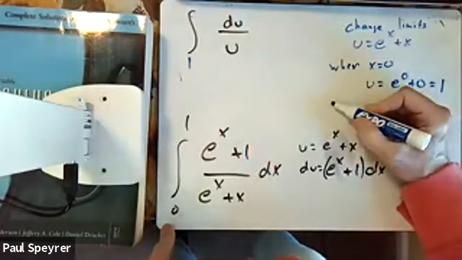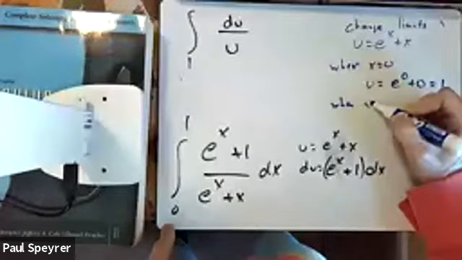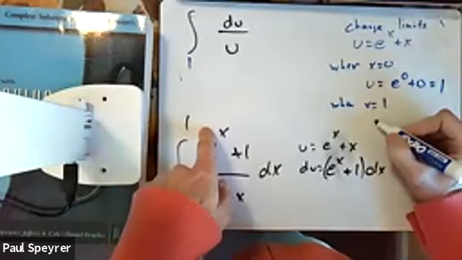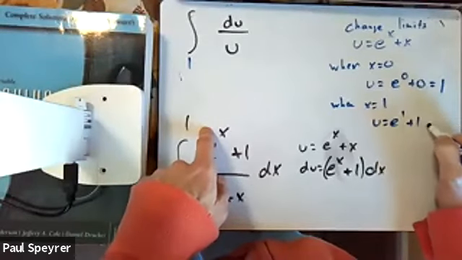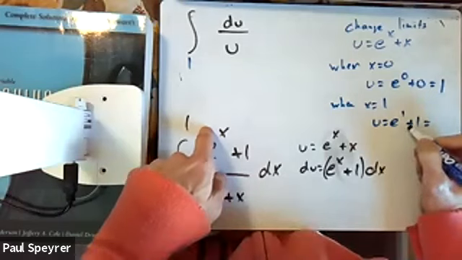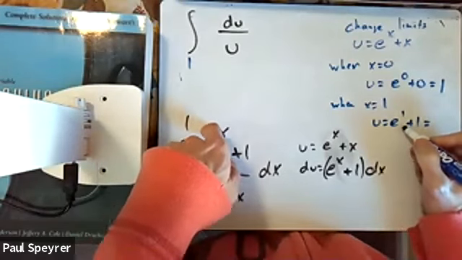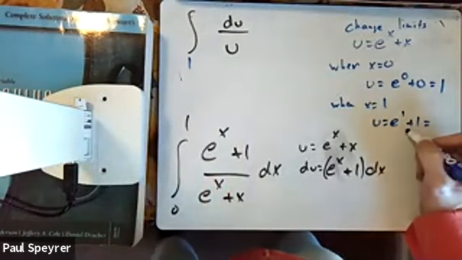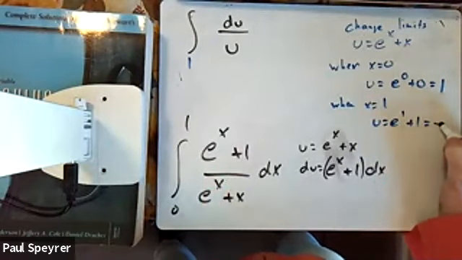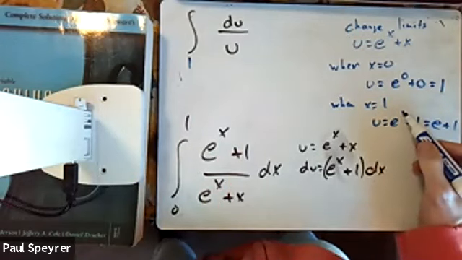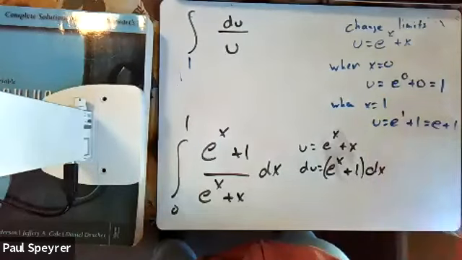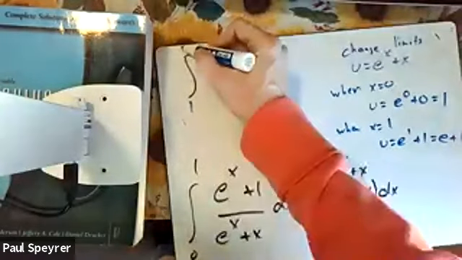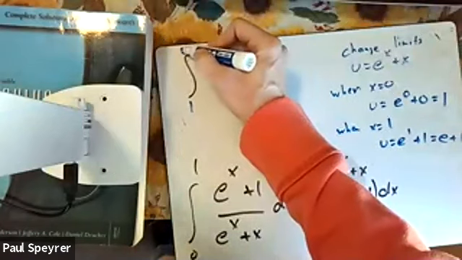What about when x equals 1? Well, we have u equals e to the first plus 1. You cannot simplify this into something nice. Why? Because remember, e is like 2.71, blah, blah, blah. It's an irrational number. So you're just going to leave it as e plus 1. You don't need to put a 1 here. It's understood. It's optional. But our limit looks a little funny, it's e plus 1.